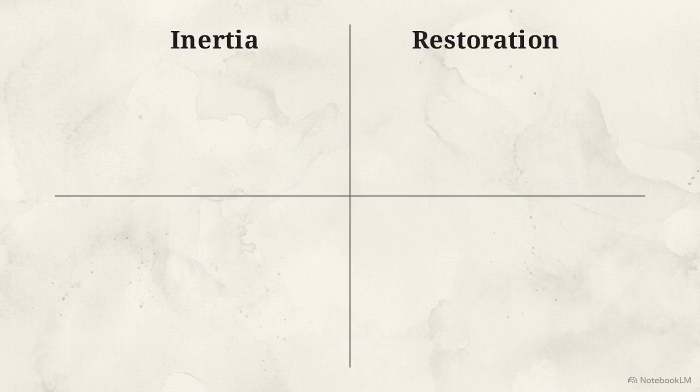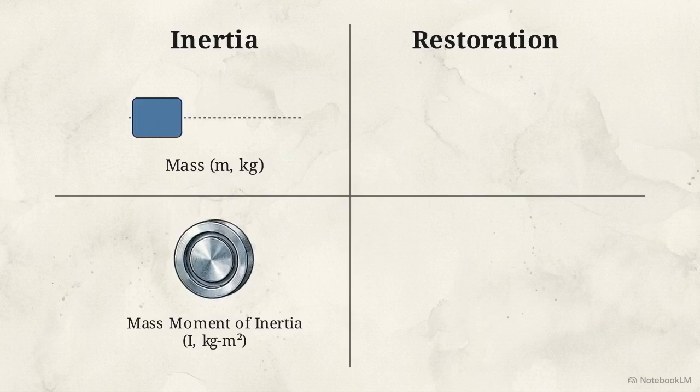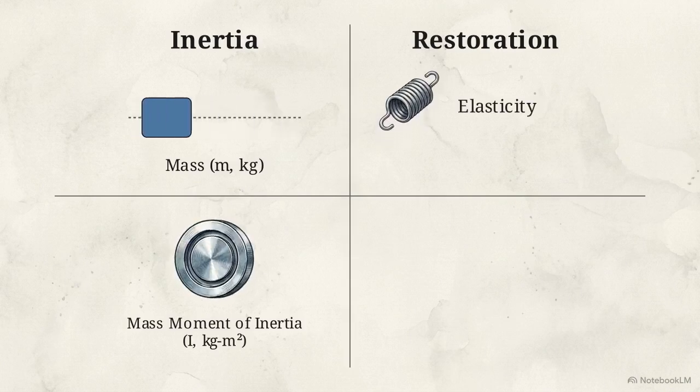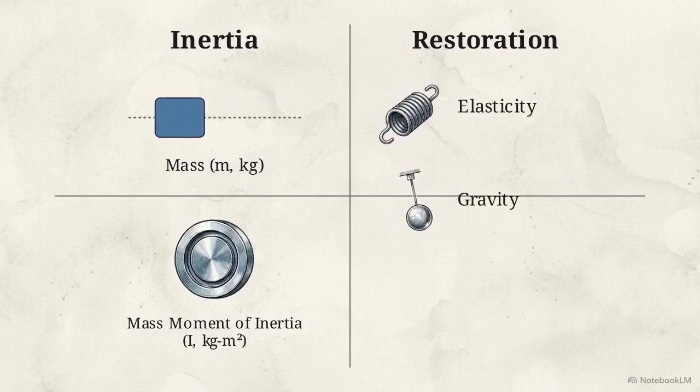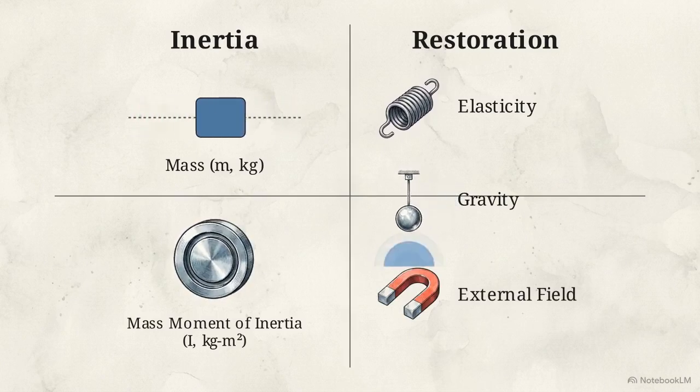We will map this out using a matrix, mapping out inertia and restoration. Looking at the inertia column, we define it by the path of motion. If the object translates in a straight line, we use standard mass, denoted by m in kilograms. If the object is spinning or pivoting, we use the mass moment of inertia, denoted by I. Over in the restoration column, the pull back to neutral typically comes from one of three sources: the elasticity of the material itself, the pull of gravity, or external field-based forces like magnetism.